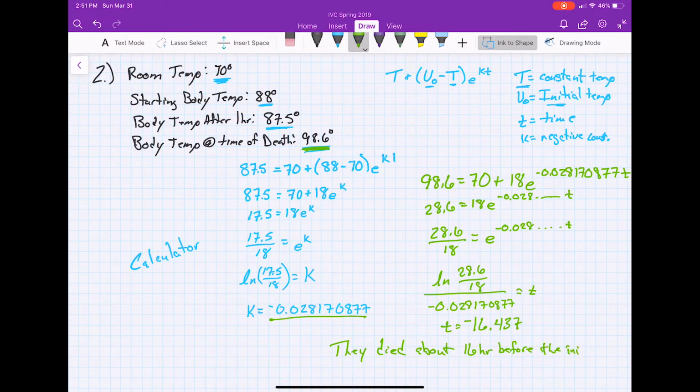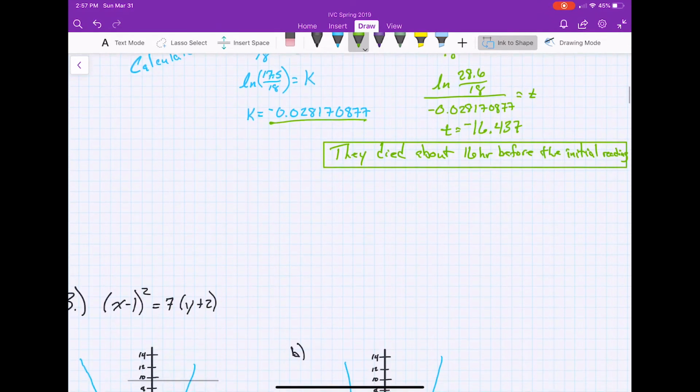Pretty exciting though, because now we are all qualified to be working for the CSI. Is it crime scene investigation? Yeah, CSI. So there you go. I guess that's what they do all day, just do this calculation and find out who was around about the time of the death.